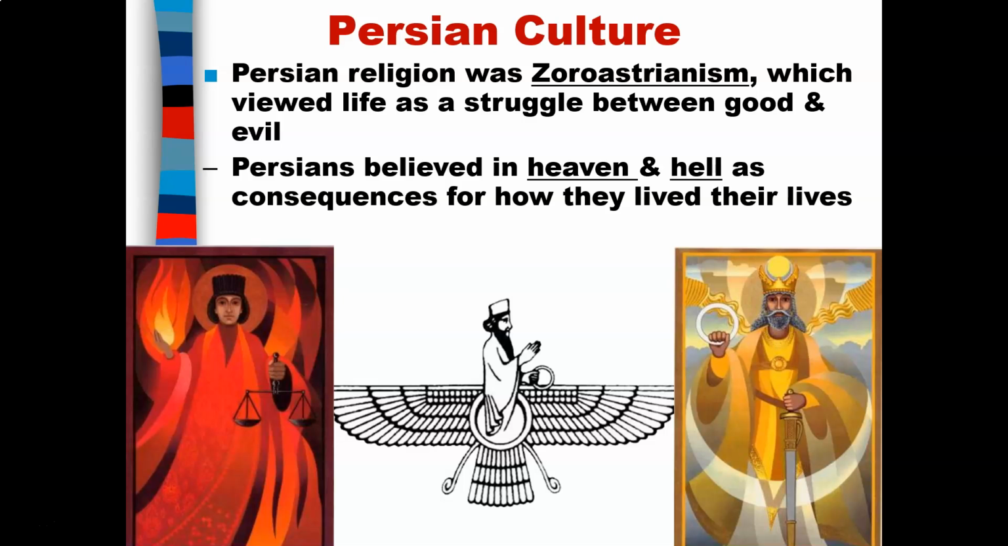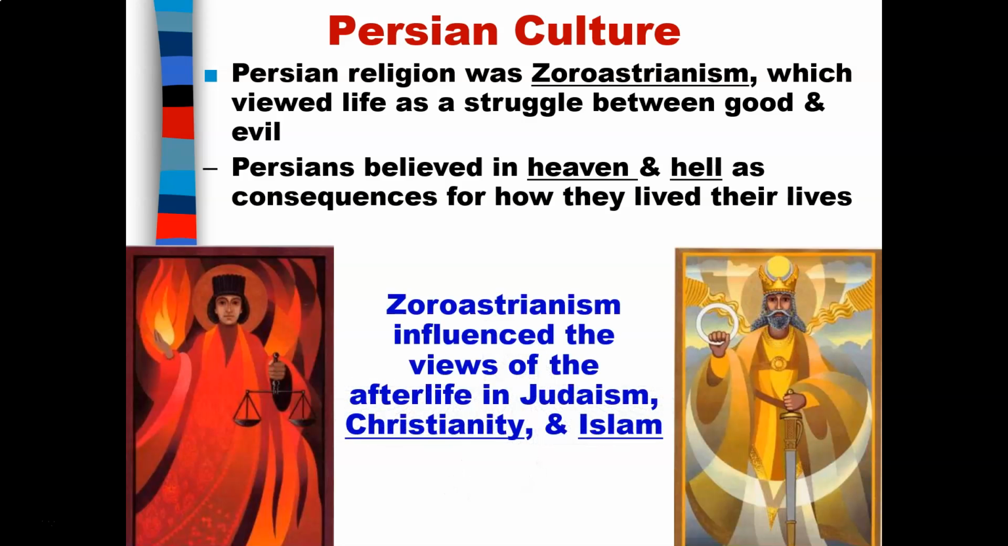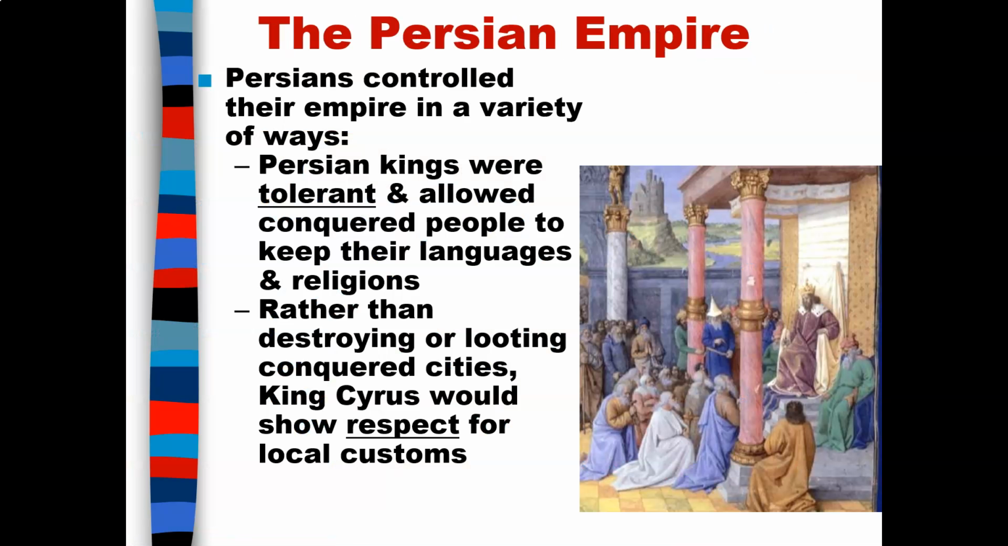In terms of Persian culture, and in this case religion, the Persians practiced Zoroastrianism, which viewed life as a struggle between good and evil. The Persians believed in a heaven. They also believed in a hell as consequences for how they lived their lives. Zoroastrianism influenced the views of the afterlife in religions such as Judaism, Christianity, as well as Islam. Please make sure that you are able to make the connections between religions. In this case, similarities, we're talking about Zoroastrianism and how it influenced other religions, Christianity, Judaism, as well as Islam. So the Persian Empire.